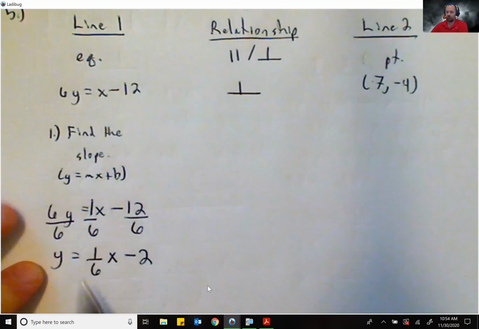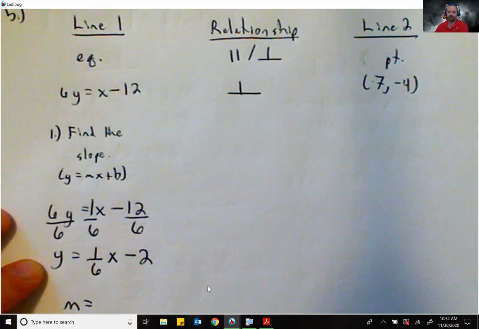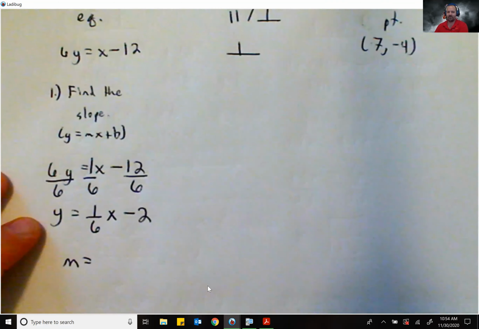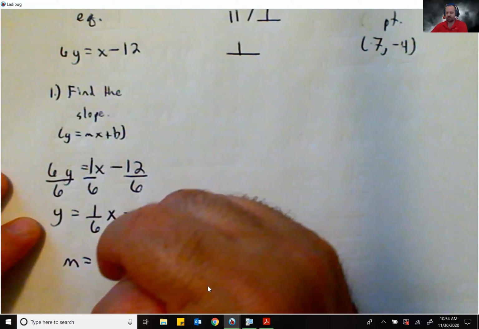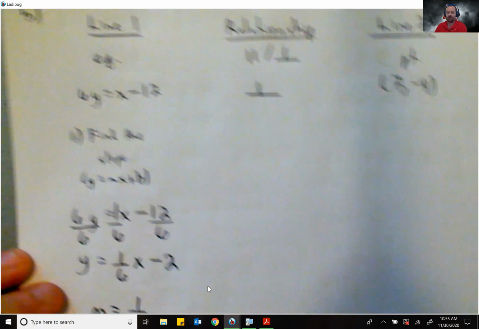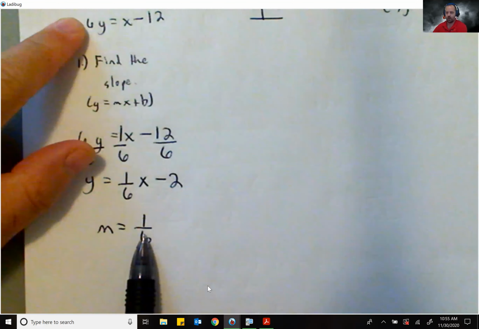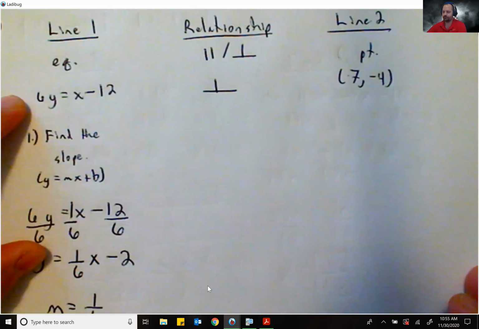Now we know what the slope of line 1 is. What's the slope? 1/6, the 1 over the 6. There we go. So there's step 1. That's the only thing that line 1 is good for. We just need the slope. All right. Step 2.